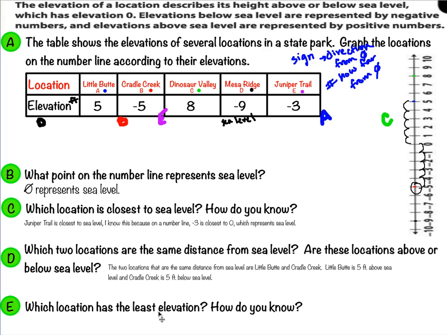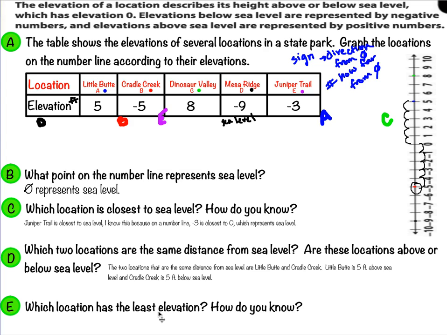And which location has the least elevation, and how do you know? So when we talk about the least elevation, we're talking about the lowest, the furthest down. So don't even think about least in terms of value. Think of least in terms of literal low. Literally being below and really low. So when we think about being really low and below, we think about people who are underwater typically.